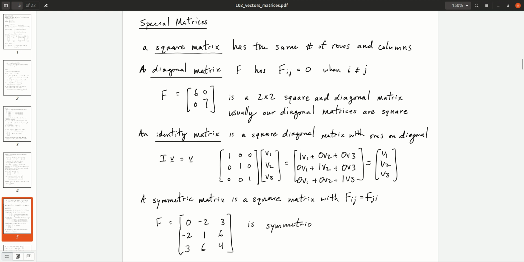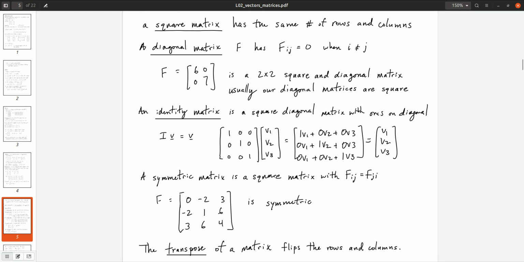So it's going to be 1 times V1 plus 0 times V2 plus 0 times V3. It's 1 V1, 0 V2, 0 V3. The second entry is going to be 0 times V1 plus 1 times V2 plus 0 times V3, so you get V2. And the third entry is going to be 0 V1, 0 V2 plus 1 V3, so you get V3. So here we verified that if we do the identity matrix times a vector, we get back that vector, and that's why it's called the identity matrix.